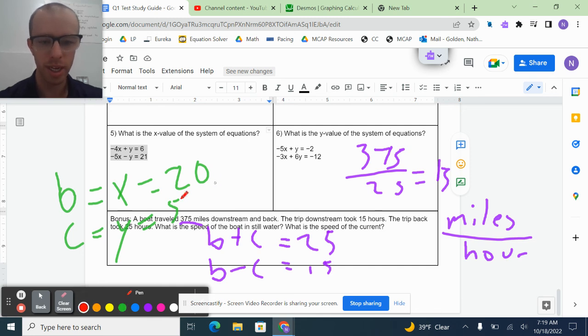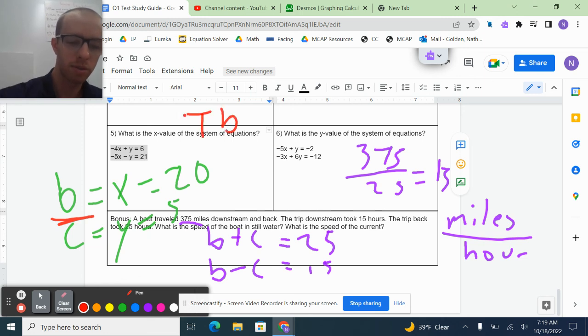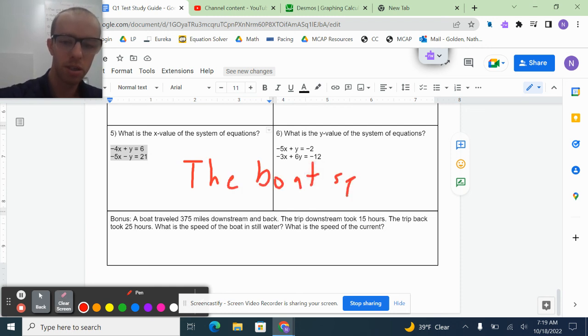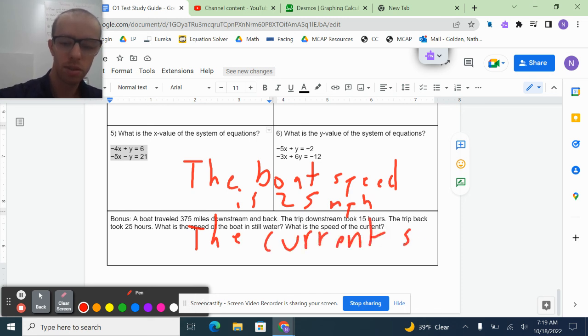And so what do those numbers actually mean? Well, X is this B, so that's the speed of the boat. The boat speed is 25 miles per hour. The current speed is 15 miles per hour.